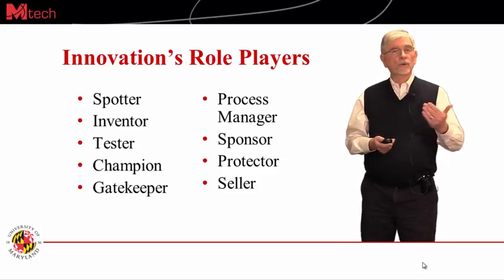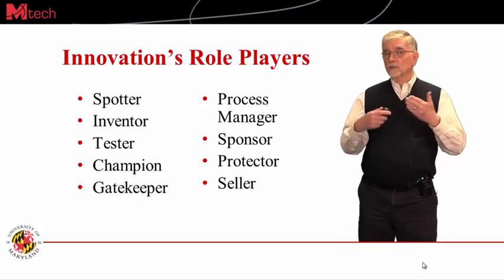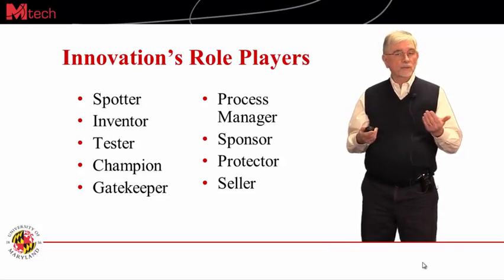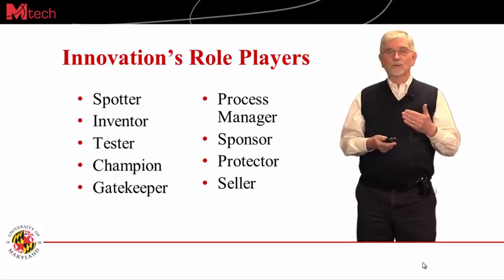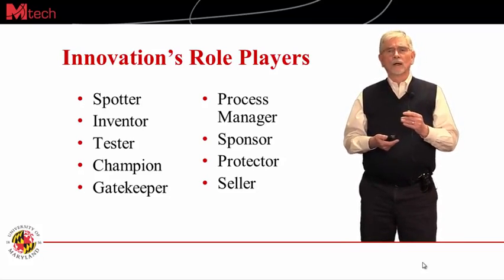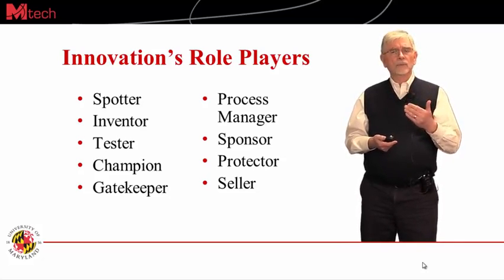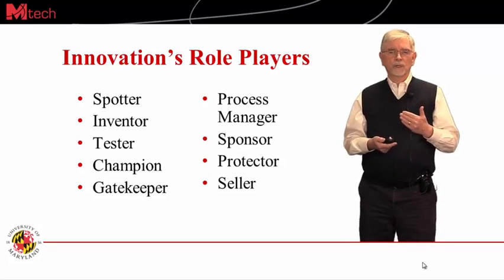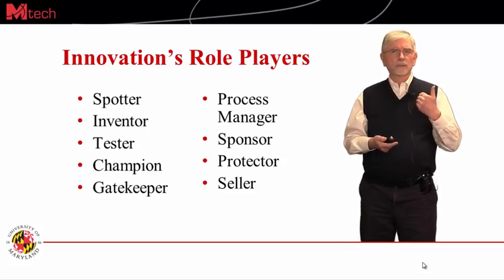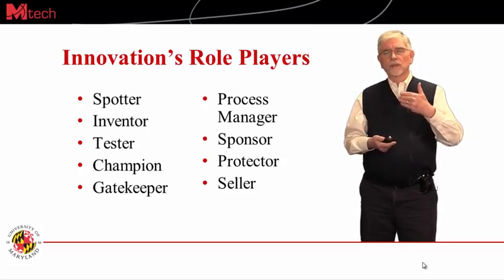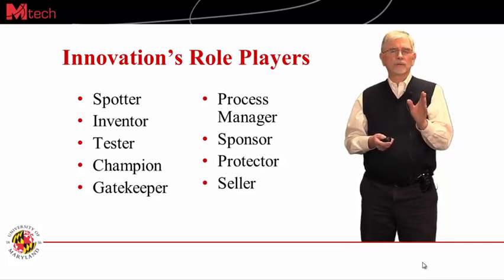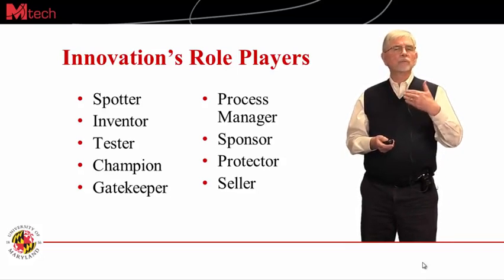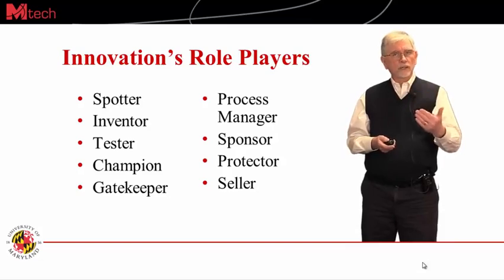There are gatekeepers who broker knowledge and information and talent to make things work. There are process managers that orchestrate the innovation process. There are sponsors that provide resources. There are protectors that insulate the creative teams, the skunk works, if you will, in organizations that allow them to be creative and to produce the innovative work that they do. And then finally there's the seller, the role that helps make the innovation work in the marketplace. So this again is a framework for understanding roles in the innovation process that you can begin to layer onto understanding how an innovation works.